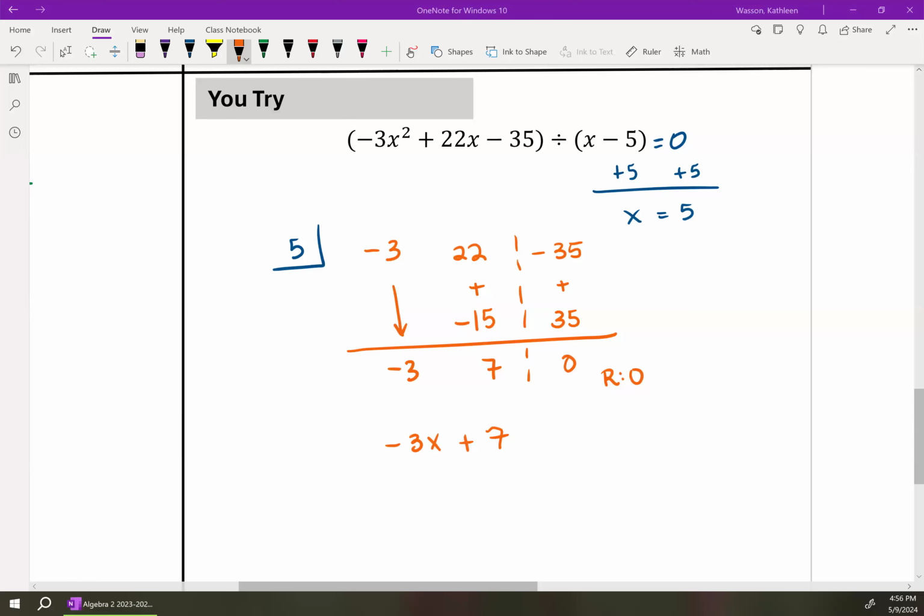I set the divisor equal to 0 and found that x is equal to 5. That's the number on the shelf. I double checked to make sure that I don't have any missing terms and that my polynomial is in order to be divided, and it is, so I didn't need any placeholder zeros. And I followed through the process we've been practicing and found that my result is negative 3x plus 7 with 0 remainder.